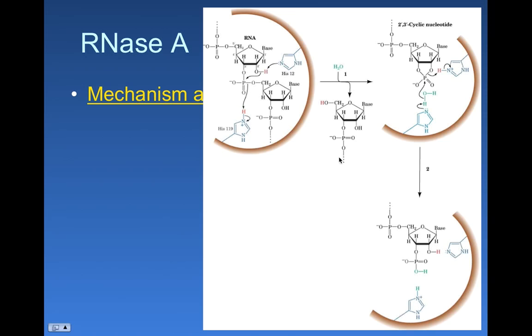So these histidines do really kind of a pretty dance here, right? Histidine 12 acts as a base to generate a good nucleophile, while histidine 119 acts as an acid to generate a good leaving group. And then they switch roles. Histidine 119 now is acting as the base to generate a good nucleophile, while histidine 12 will act as an acid, getting rid of that proton that it accepted in the first step to generate a good leaving group. They're sort of tossing these protons back and forth like a baseball, in order to catalyze this reaction by generating good nucleophiles and good leaving groups.